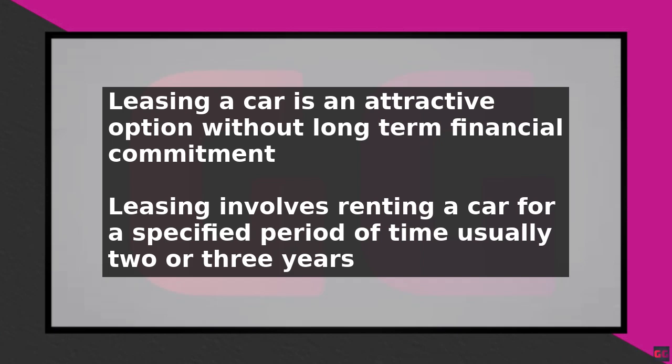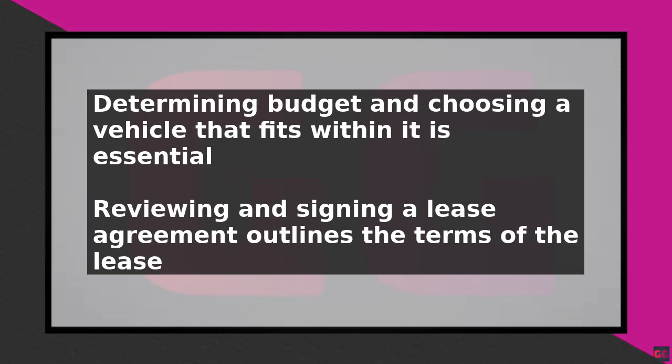To lease a car, you need to determine your budget and choose a vehicle that fits within it. Consider the monthly payment, the down payment, and any other fees associated with the lease. Next, you will need to review and sign a lease agreement which outlines the terms of the lease, including the length of the lease, the monthly payment, and any mileage limitations.